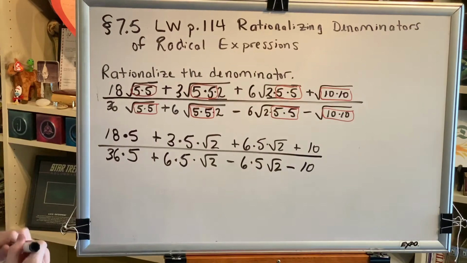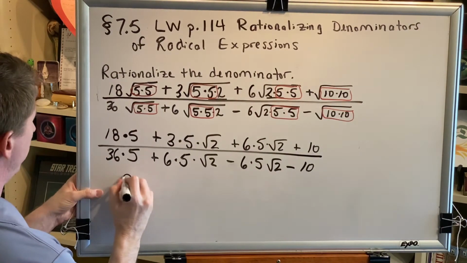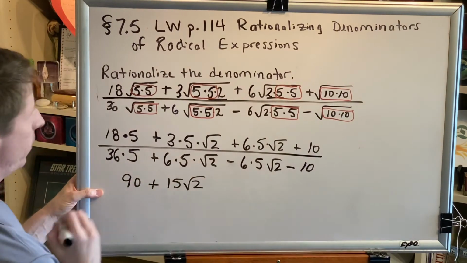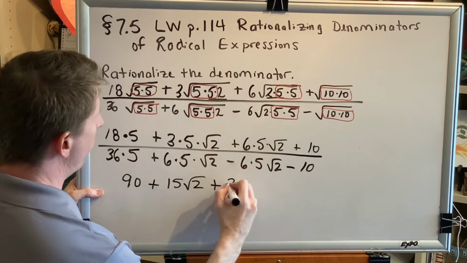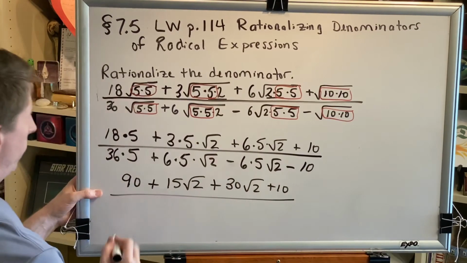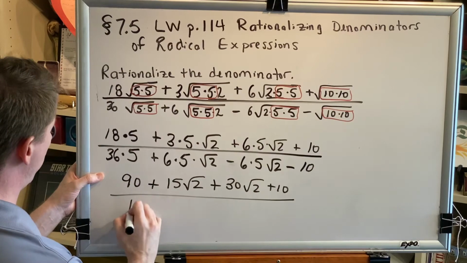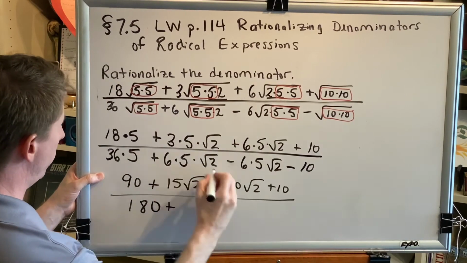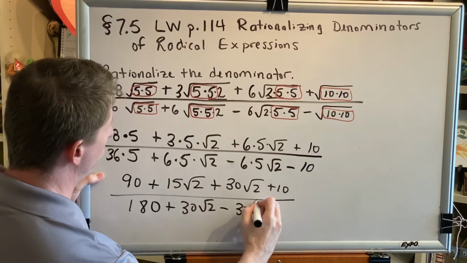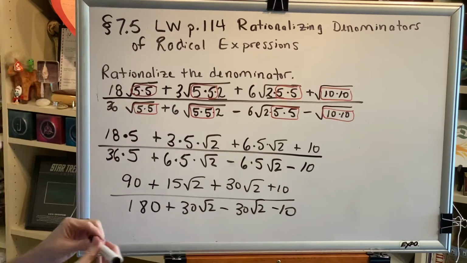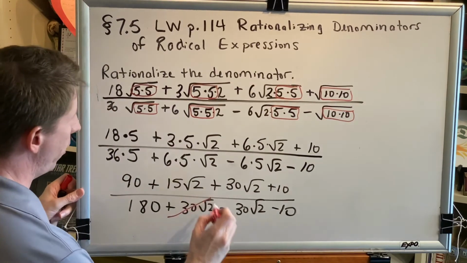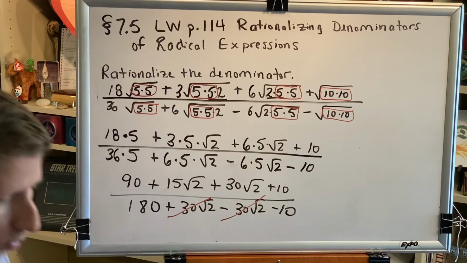All right, 18 times 5 is 90. 3 times 5 is 15, so I get 15 root 2. 6 times 5 is 30, so I get 30 root 2. 36 times 5 is 180, plus 30 root 2, minus 30 root 2, minus 10. Notice that these are going to cancel. Plus 30 root 2, minus 30 root 2.